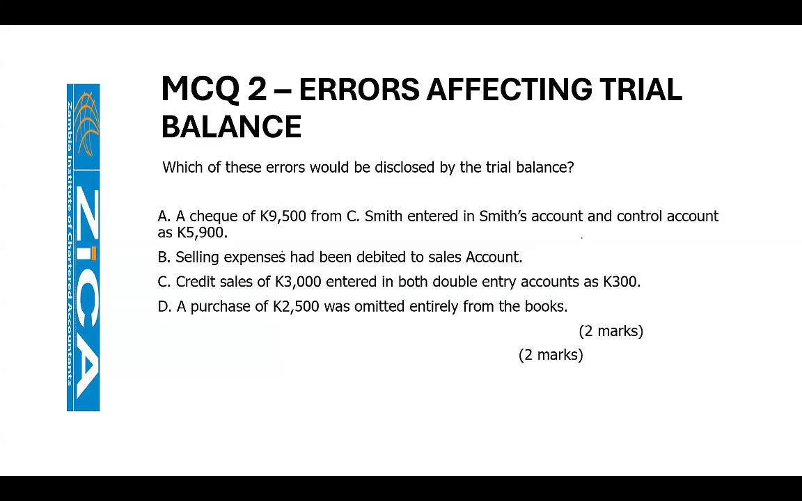When you look at B, selling expenses had been debited to sales account. So if you look at selling expenses, they are supposed to be debited to the selling expenses account. They were still debited, but to a different account. So in this case, the sales account. Meaning the account which should have been credited, it's assumed it was correctly credited. So when you make a wrong account be debited or credited, but that is the same entry that should have been made in the correct account, the trial balance does not get affected. See, there is telling us credit sales of 3,000 entered in both double entry accounts as 300.